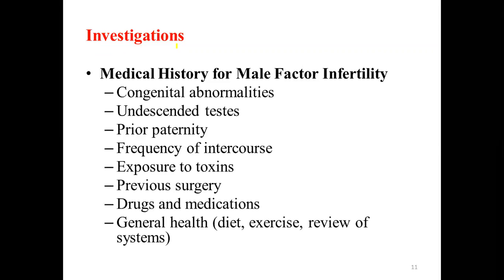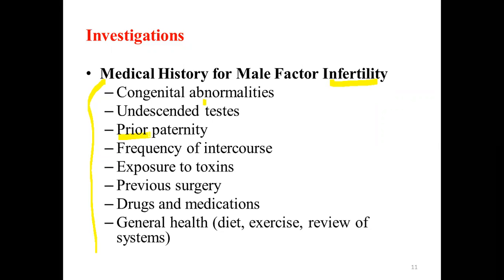Then remember, history is very, very important, especially in assessing fertility. So you need to ask for an adequate medical history. For example, any congenital abnormalities, any problem in the testes. So testicular examination is usually supposed to be done when you are suspecting infertility. Then you need to ask whether there was any prior paternity. That is very, very important, whether it is primary or secondary infertility.